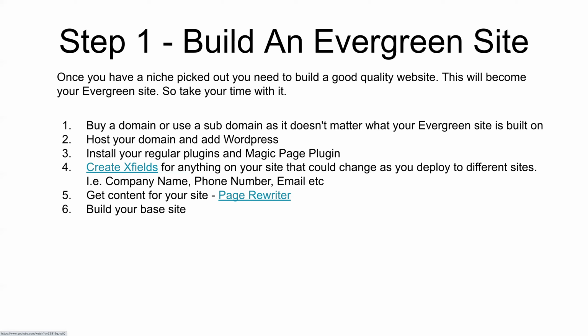You want an X field for anything that might change on your site. So things like your company name, your phone number, your email, that type of thing want to be put in an X field. Because then throughout your site, you can put this shortcode in, and then on your next site, all you need to do is change it. Now, if that's in 20, 30, 40 different positions throughout your site, you only change it in one place. You change it in the X field, and then it filters through to your whole site, which is why we use X fields, because they're really good for being able to change things on the fly.